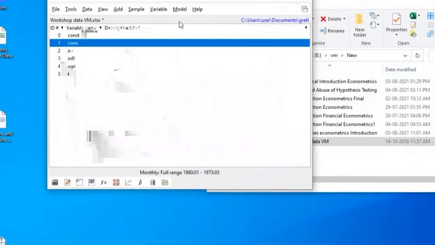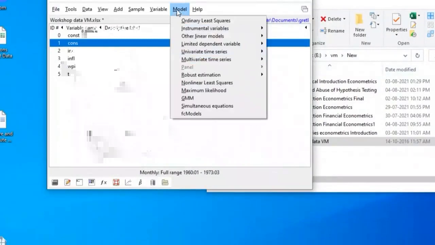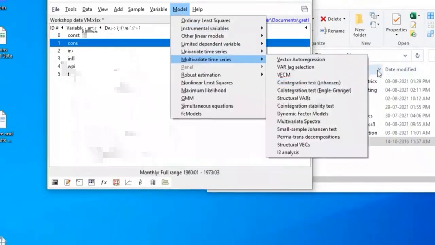Now to do the JJ test, we go to the model, multivariate time series, and here we have the Johansen. Click this one.